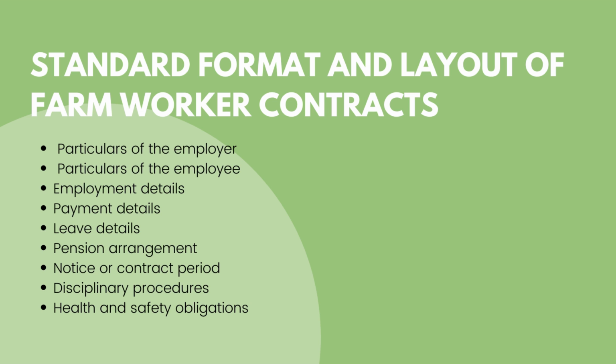Disciplinary procedures. This section deals with disciplinary procedures to be taken under various conditions. It also deals with breaking the terms of the contract. Health and safety obligations. This part of the contract outlines the responsibilities and obligations of the employer as contained in the Occupational Health and Safety Act and the Compensation for Occupational Injuries and Diseases Act.